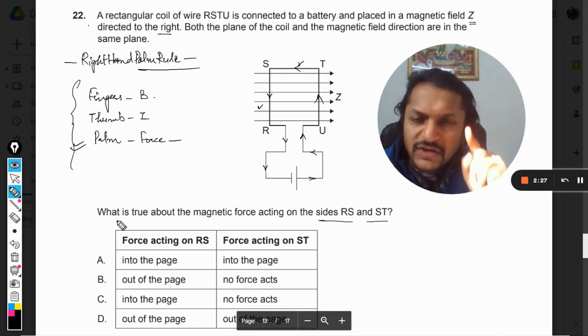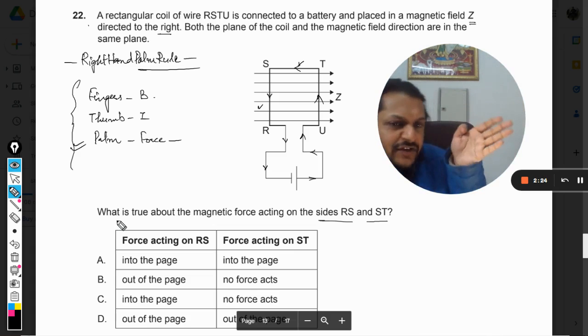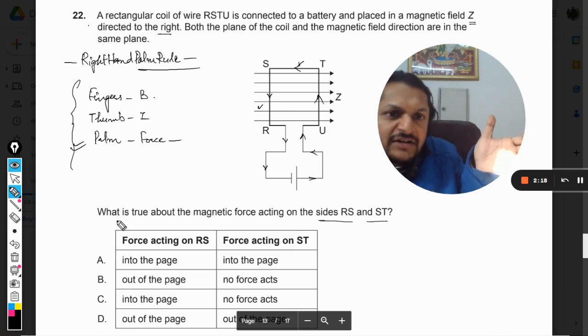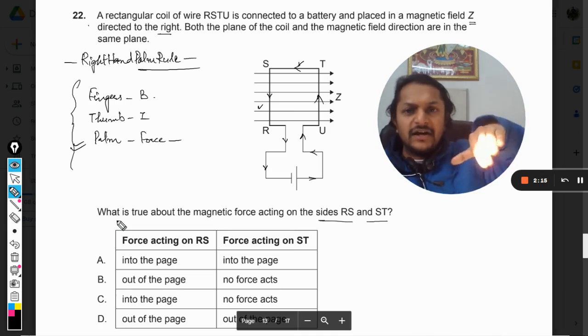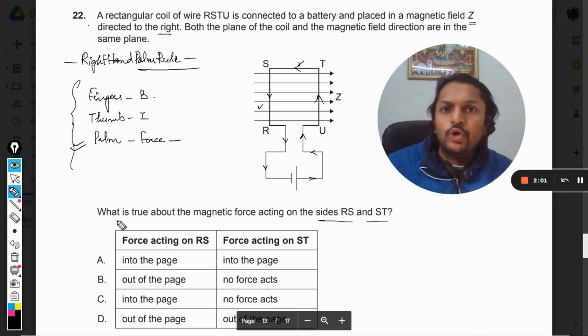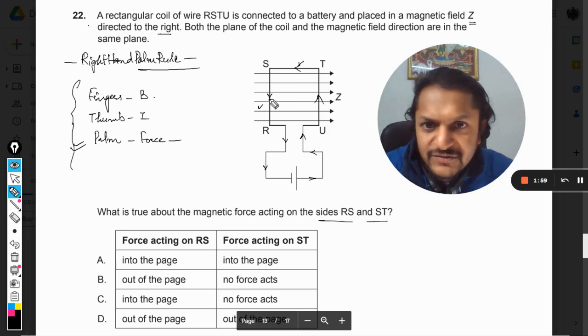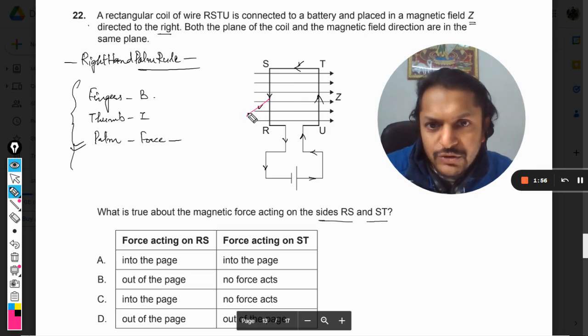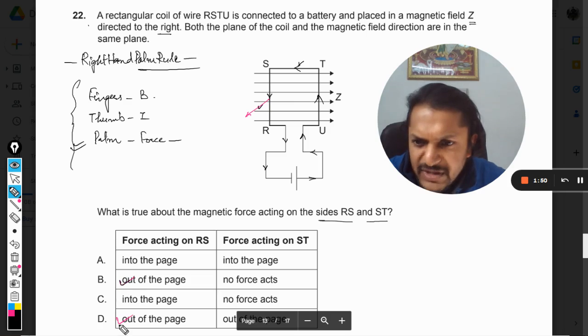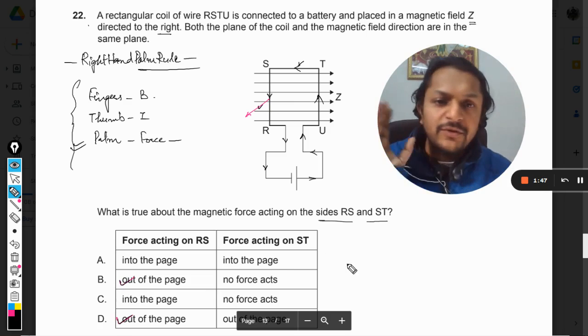Now let us concentrate on the wire SR. So where is the magnetic field? The magnetic field is towards right. So I'm keeping my hand like this. And where is the current? Current is in the opposite direction. So it's like this. Current is in this direction. You can't see my face, but you can see my hand now. And these fingers are towards magnetic field. So where is the palm pointing towards? So palm is coming out of the board, isn't it? So it means that this RS will be experiencing a force out of the book, out of the page. So out of the page is there in the option, so B or D. So half part of the question is done now.